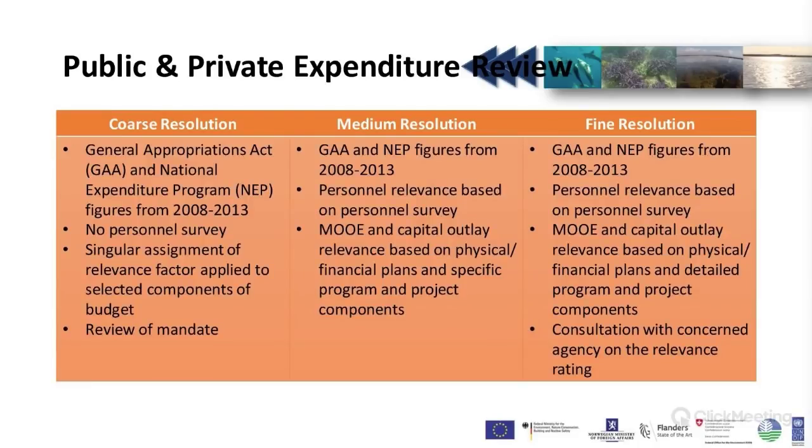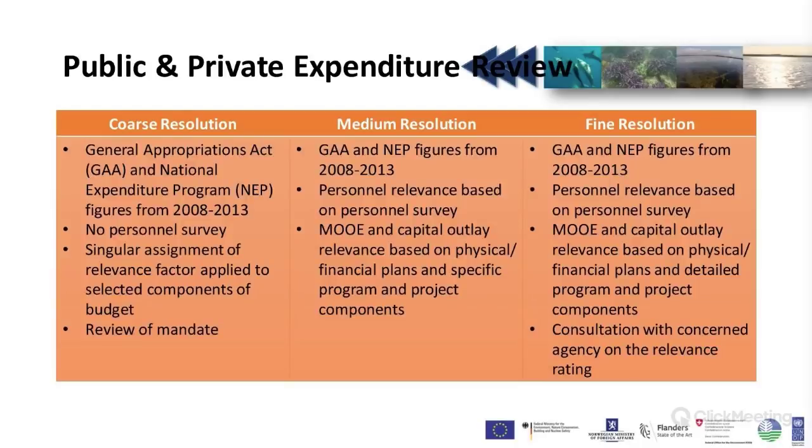The next assessment that was done was a public and private expenditure review, which determined the baseline spending for biodiversity. The Philippine Biodiversity Strategy and Action Plan identified almost 60 government agencies that will implement the various actions in the plan. Depending on the mandates of these government agencies, we subjected their 2008 to 2013 budgets to the various degrees of analysis as shown in the slide.